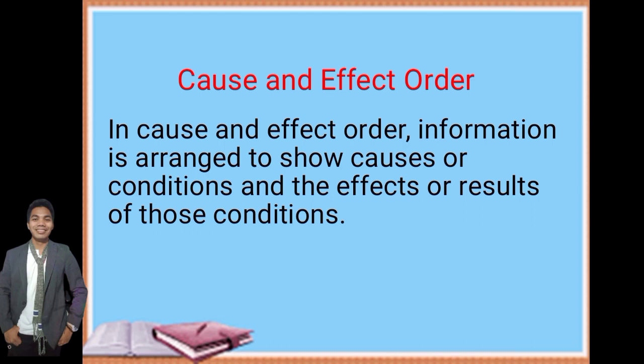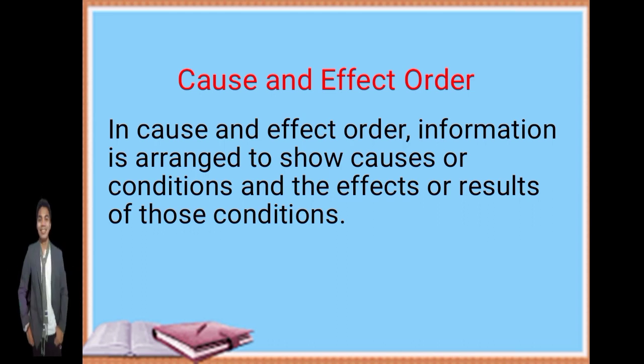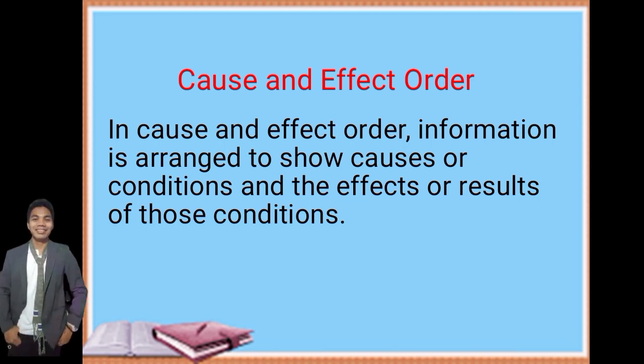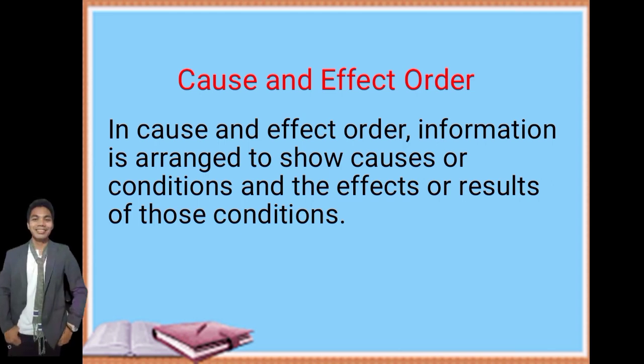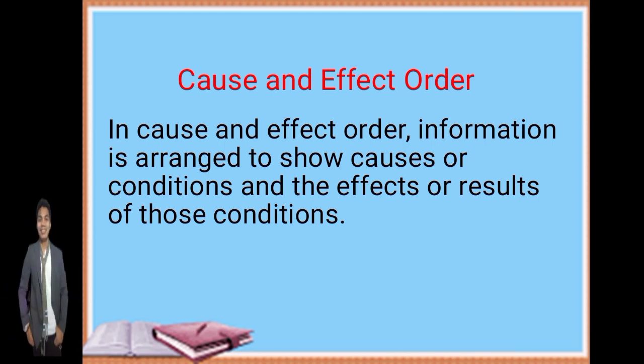Next, we also have the cause and effect order. Information is arranged to show causes or conditions and the effects or results of those conditions. So this is very simple, you are just informing the people about the cause and effect. Information is arranged to show causes, or conditions. Let's try to discuss them.